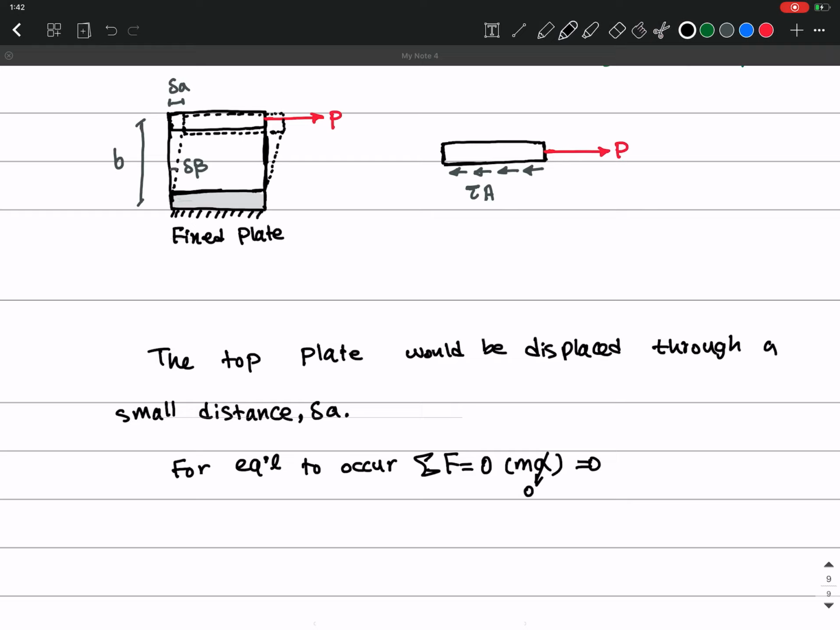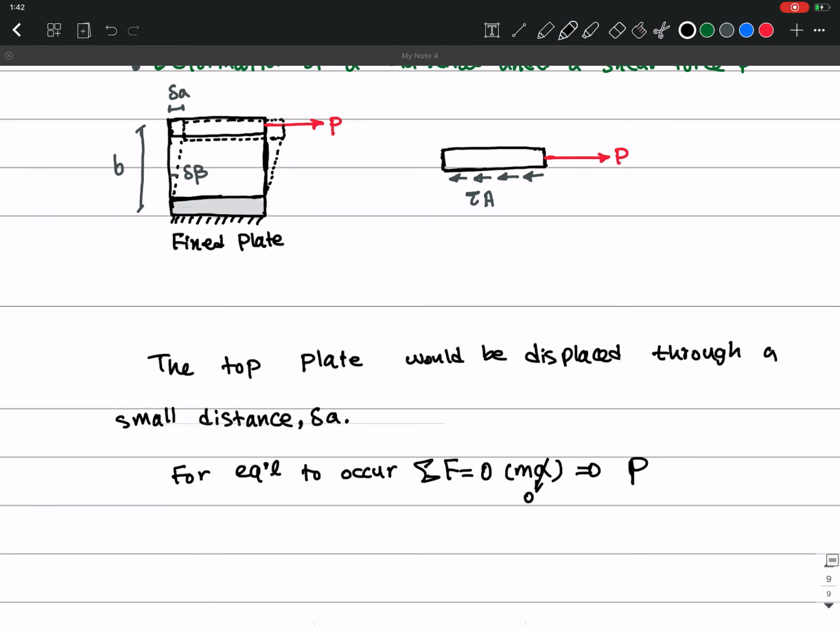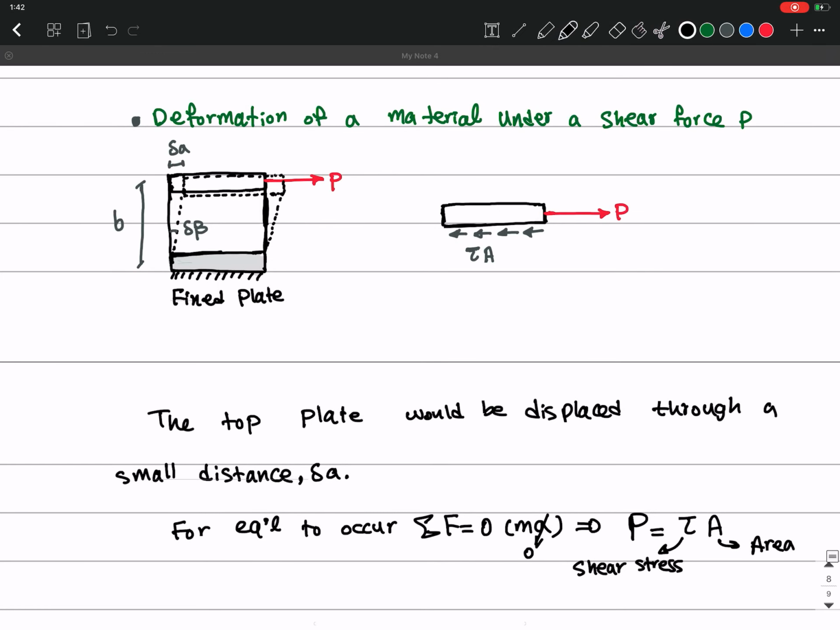Thus, the pressure force, the P force, it's not the pressure, sorry, the P force, the shear force, should equal tau times A, right? Where tau is shear stress and A is the area of the plate. Correct? So this is what happens when you exert a shear stress on a material.